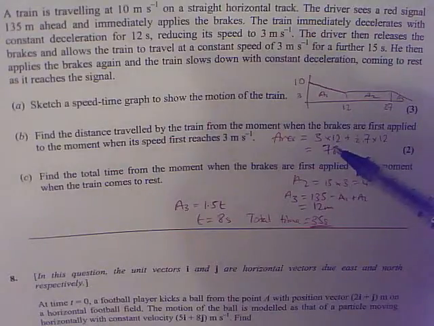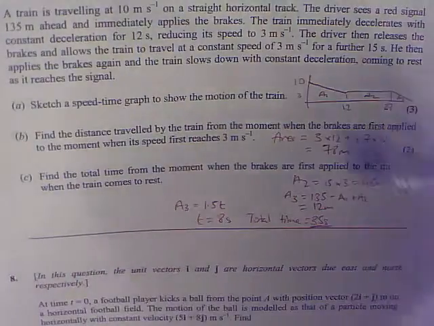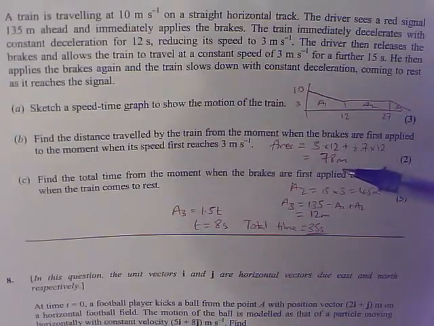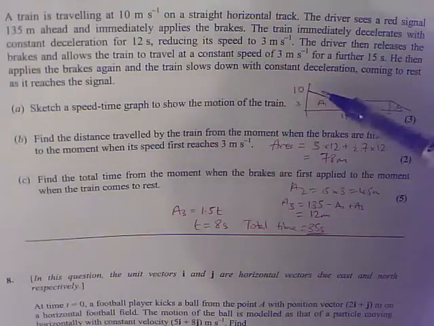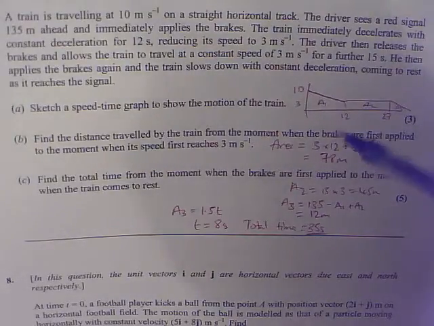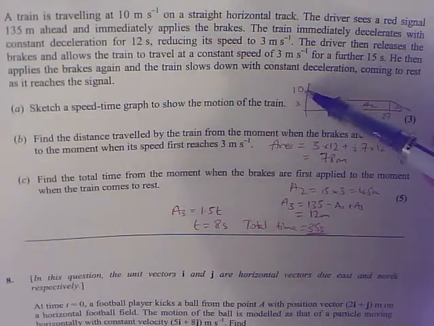Now, one of the things that people found uncomfortable was the idea that it starts traveling at 10 meters per second. So they had this idea that you had to start with the graph going along at 10 and then applying the brakes. But I suppose it's just a familiarity with this type of question, is that the key point is really when things start to change. So at the point where he sees the red signal 135 meters ahead, that's really when it becomes of interest.